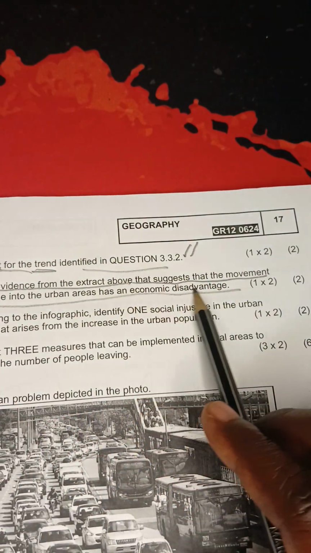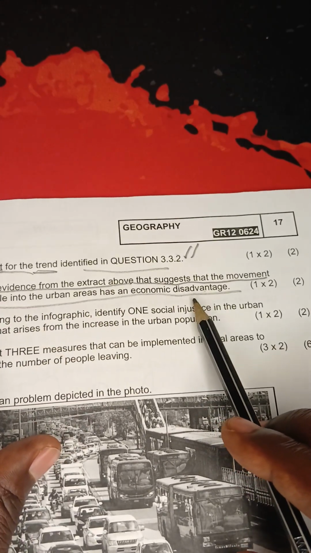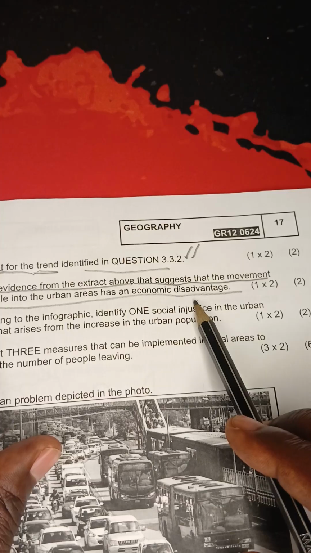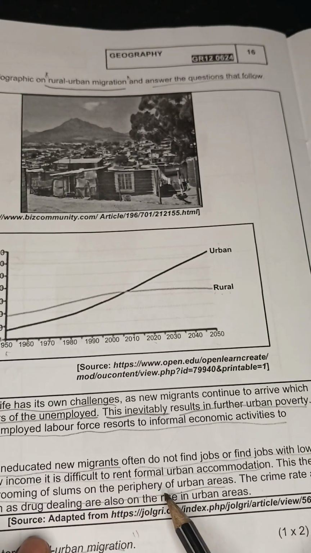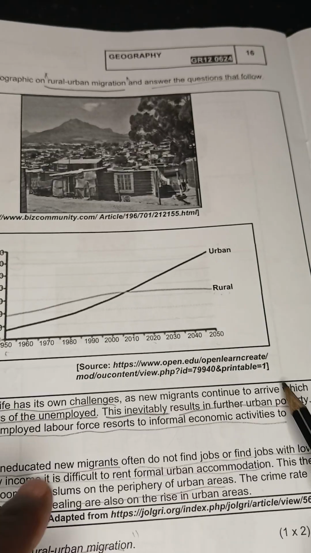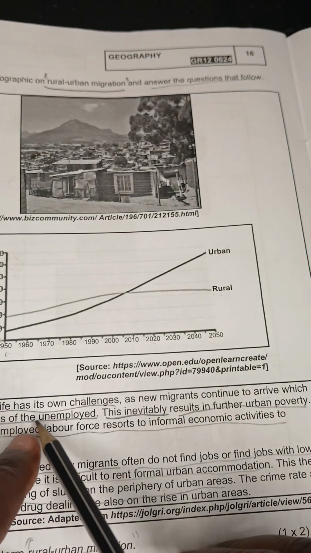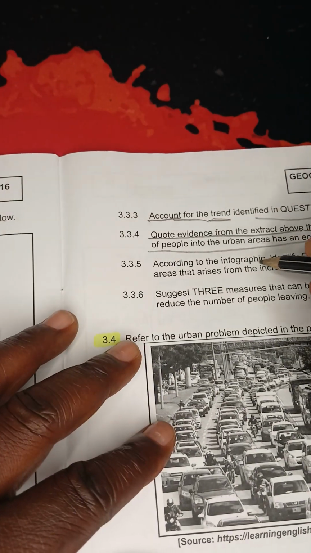So now, quote evidence from the extract above that suggests that the movement of people into the urban areas is an economic disadvantage. 3.3.4. We are saying now there is lack of employment or unemployment. That's an economic disadvantage. Which means it adds to the number of unemployed, which means there's unemployment. That's an economic disadvantage. Okay.